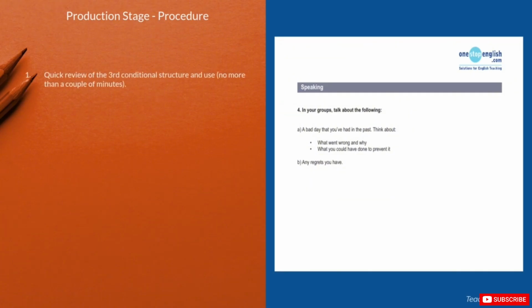Well, I think a quick review here of the third conditional would be a good idea. Nothing intense. We're not going to go into a lot of detail. We're just going to refresh their memory again. Just give them another look at how to make this. Refresh them again. Ask them why we use it. And that's it. No more than a couple of minutes. We just want to make sure that they're ready for this stage.